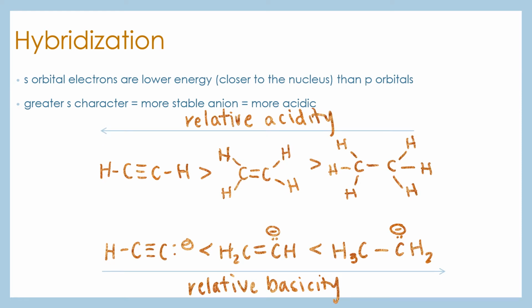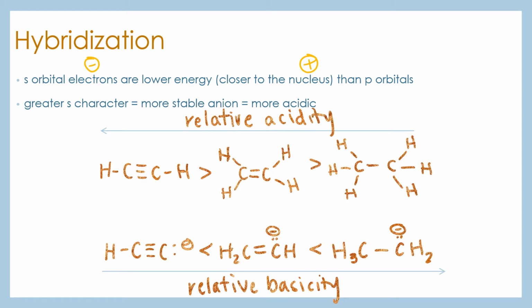Okay, let's look at hybridization. How does the hybridization of an atom affect the acidity? Well, the s orbital electrons are lower energy than p orbitals, and this is because they are closer to the nucleus. Remember that the nucleus is positively charged, the electrons are negatively charged. So the closer they are together, the more stable that's going to be. So the more s character that something has, the more stable the anion and the more acidic it can be.